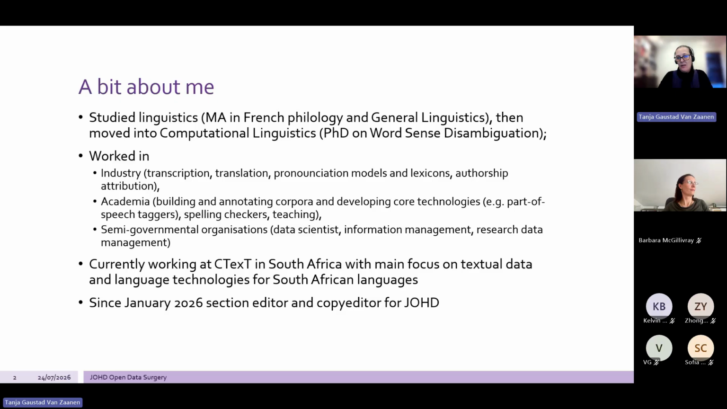And I've also worked in semi-government organizations as a data scientist and working on information management and research data management. So a lot of different hats. At this stage, I'm based in South Africa. And I work at CText, which stands for the Center for Text Technologies, and we focus on textual data and language technologies for South African languages. And as Barbara has already pointed out, since January 2026, I joined the team at JOHD as a section editor and copy editor. So again, several hats that I'm wearing here.